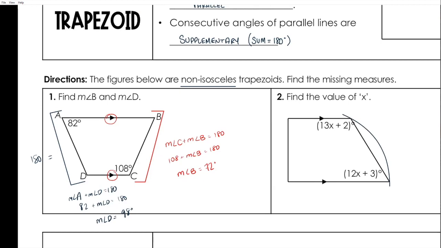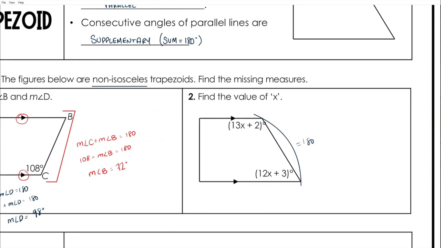Okay? These two are on the same side inside, so that's our same side interior. So 13x plus 2 plus 12x plus 3 is 180. Combine like terms, 25x plus 5. Subtract 5 from both sides. 25x is 175. And then we divide both sides by 25. Well, there are 7 quarters in $1.75.